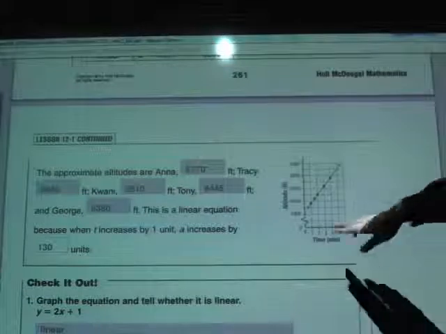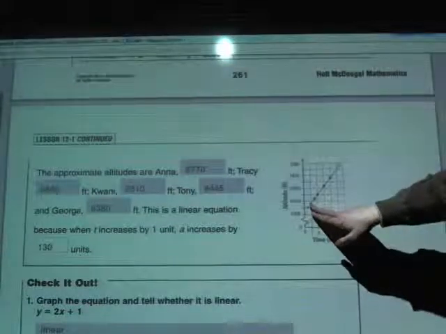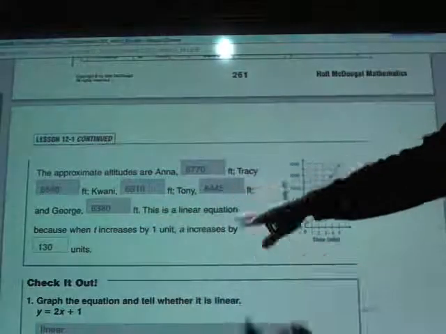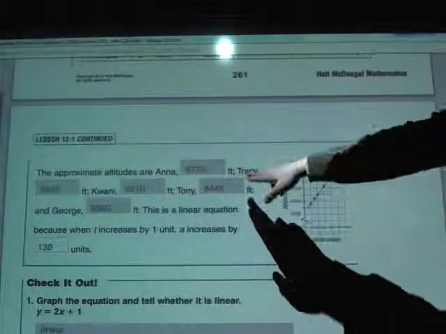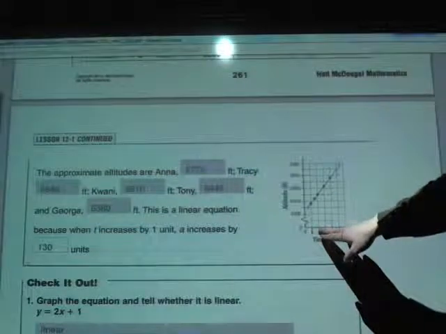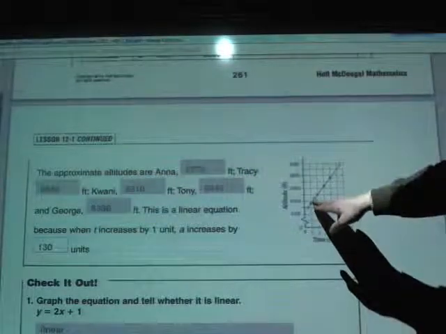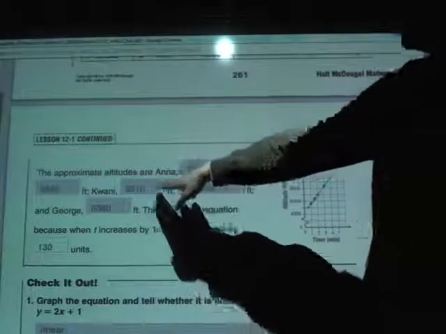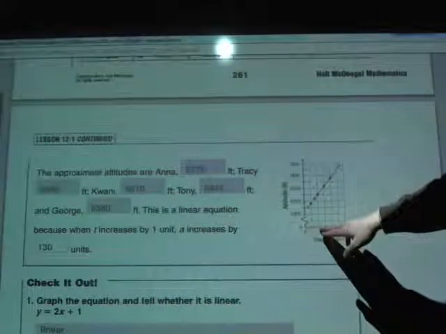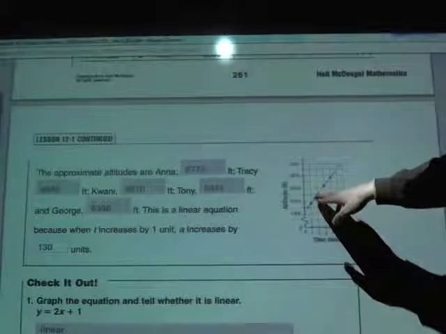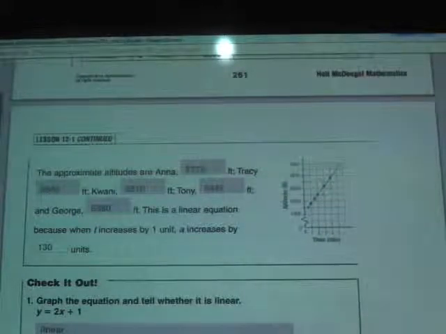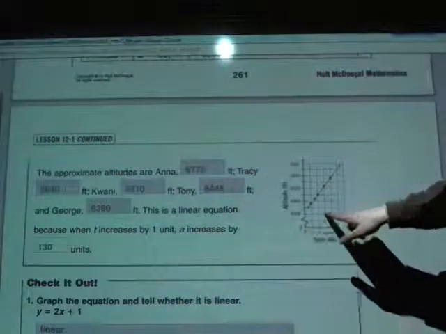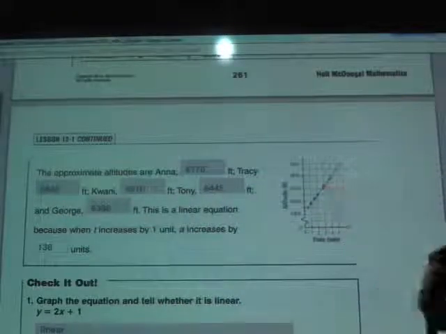All right, the person that was 1 minute into the ride is at 6,380 feet. That was George. The person 1.5 minutes into the ride, that was Tony. He was at 6445. So I went over to 1.5 and up to 6445 and put a dot. 2 minutes into the ride was Kwani. He was at 6510. So I'm going to go over to 2 and go up to 6510, put my dot. 3 minutes into the ride, well, that's where Tracy is. She's at 6640. So I'm going to go over to 3, up to 6640 and put my dot.